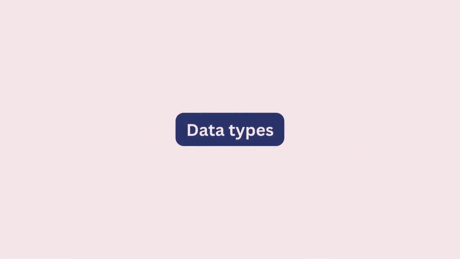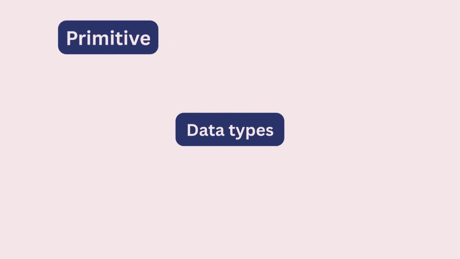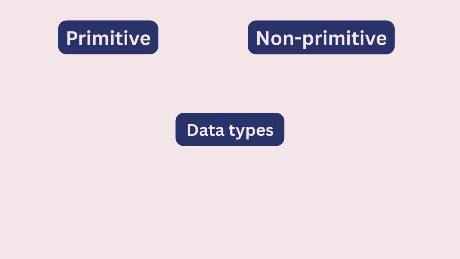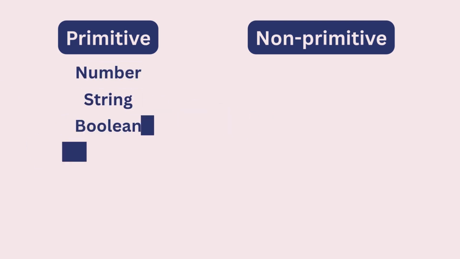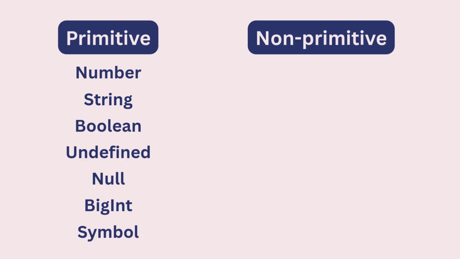In JavaScript, data types are divided into two main categories: primitive and non-primitive types. Primitive data types include number, string, Boolean, undefined, null, BigInt, and symbol. And non-primitive data types include object, array, and function.